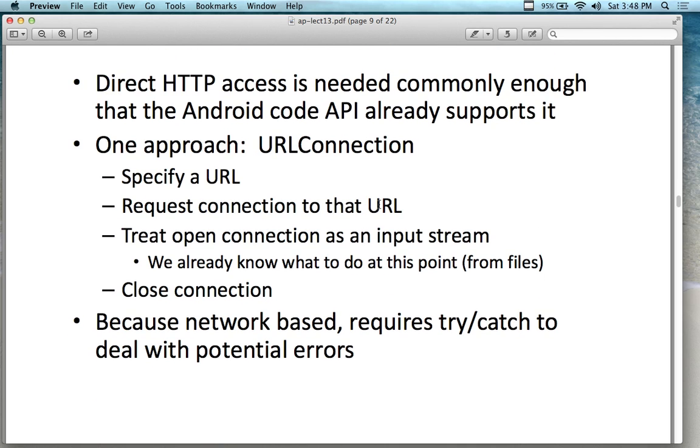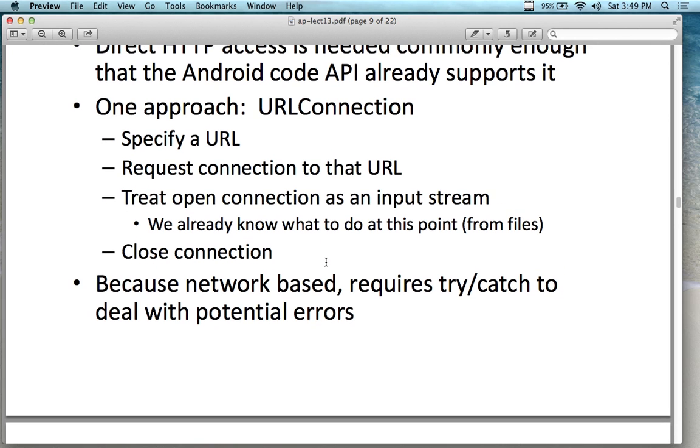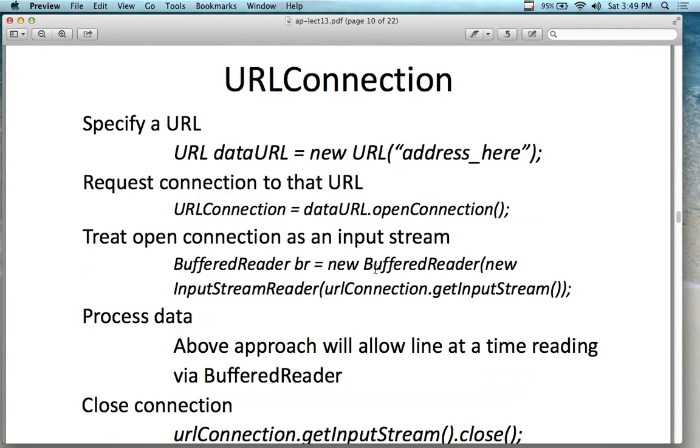We actually did this in the Java class too. It's done the same way as it's done on Android. You treat the open connection as an input stream, as we've already done with files. We open an input stream, we send and receive, and then we close the connection, essentially. Because it's network-based, it requires a try and a catch to deal with potential errors. So here's an example of the URL connection.